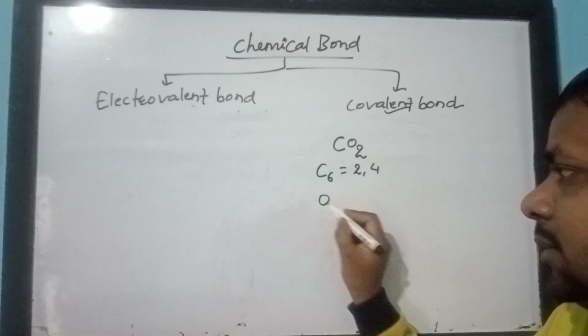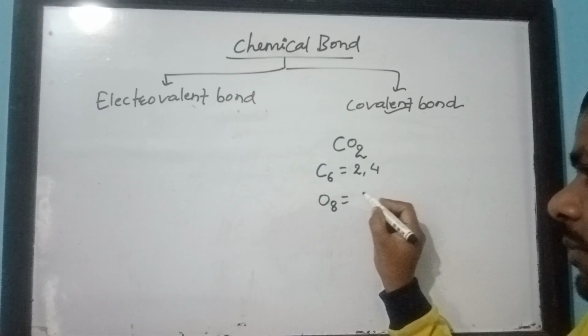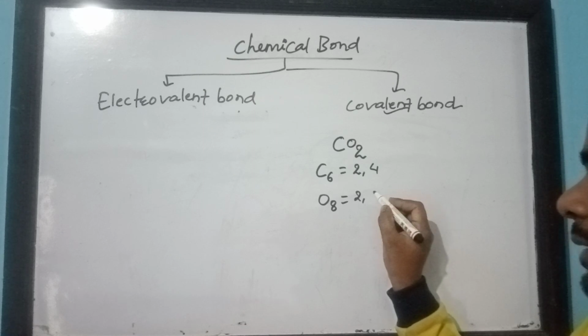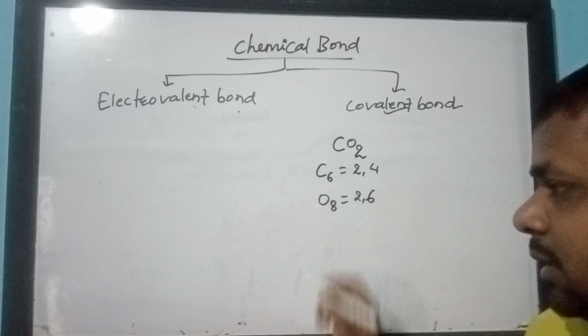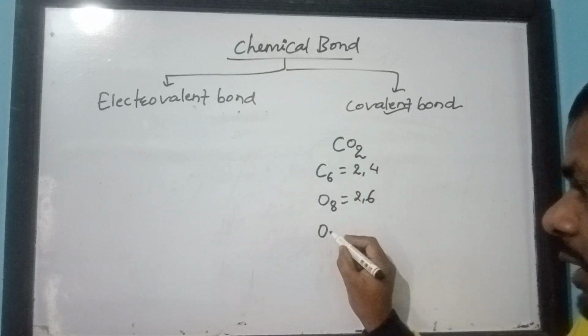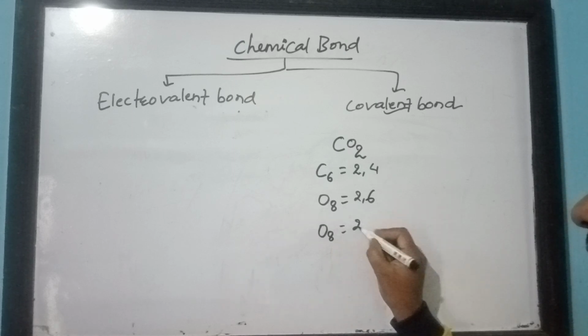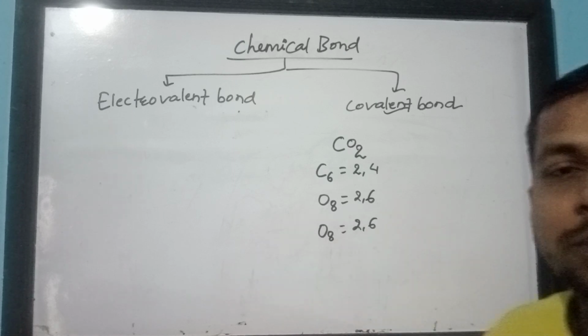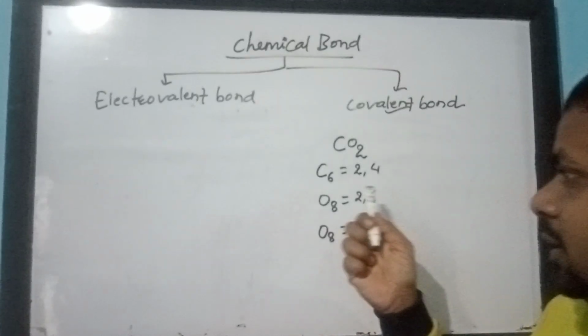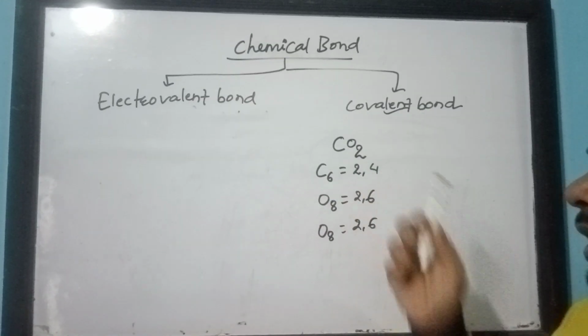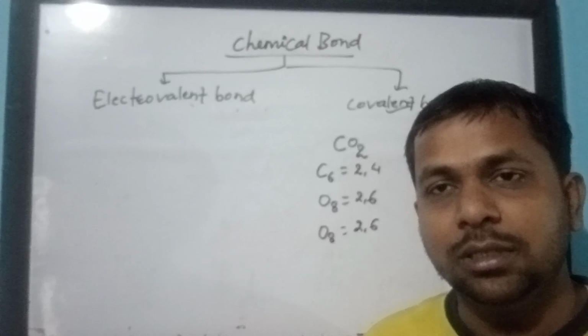In the oxygen atom the atomic number is 8: first orbit 2 and second orbit 6. Similarly, the other oxygen atom has the same electronic configuration, 2 electrons in the first orbit and 6 electrons in the outermost orbit. This carbon has 4 electrons in the outermost orbit.